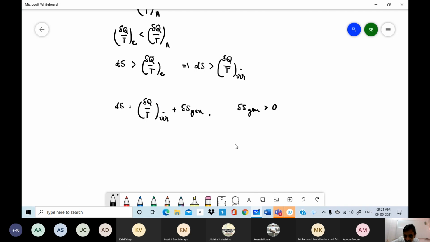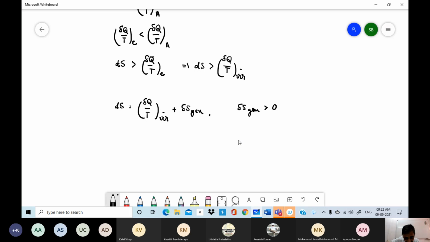Okay, now just comparing with our first law. In the first law, we had done a similar derivation. We started from the concept that the cyclic integral of Q minus W is 0, just as here the cyclic integral of delta Q by T is 0. We started with that over there, and then used that to define a quantity called energy.